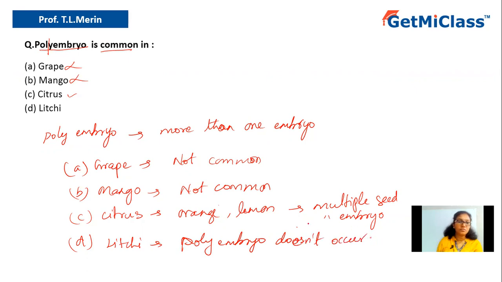So the most common, if you ask me, it is only option C where you can commonly see the polyembryo condition. So let us conclude the answer. The answer is option C, that is citrus fruit.